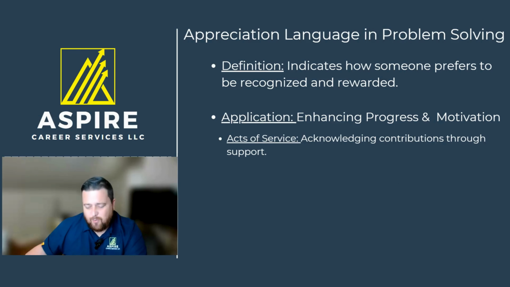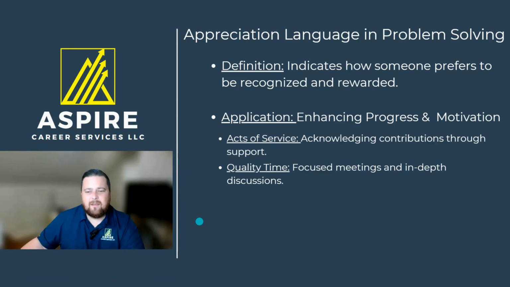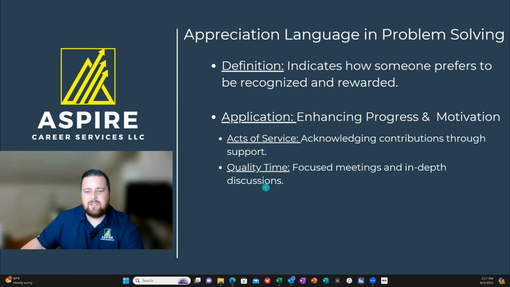They want someone to come up and say, "Hey, I've noticed how hard you've been working. How can I help you?" Right? Or, "I've noticed that you've been able to do X, Y, and Z. Tell me, how can I support you in that?" Quality time, focus meetings, and in-depth discussions. So these are individuals that truly want that one-on-one time. They're rewarded by just spending time with you.